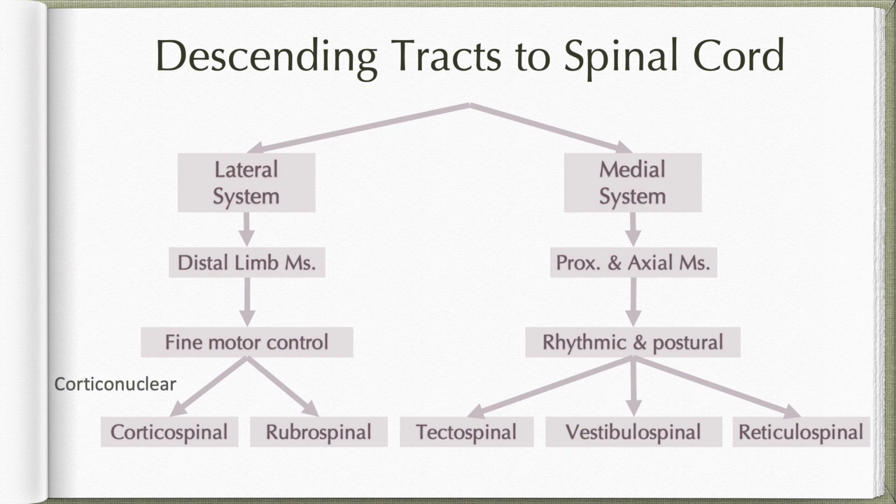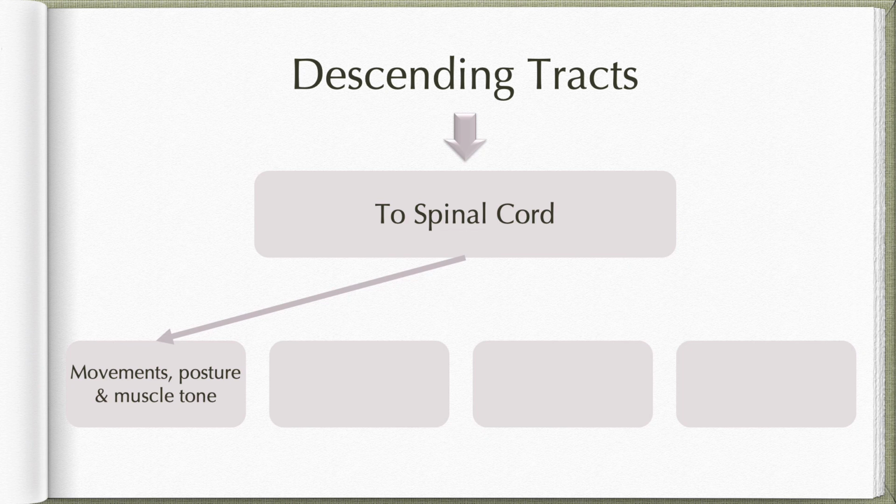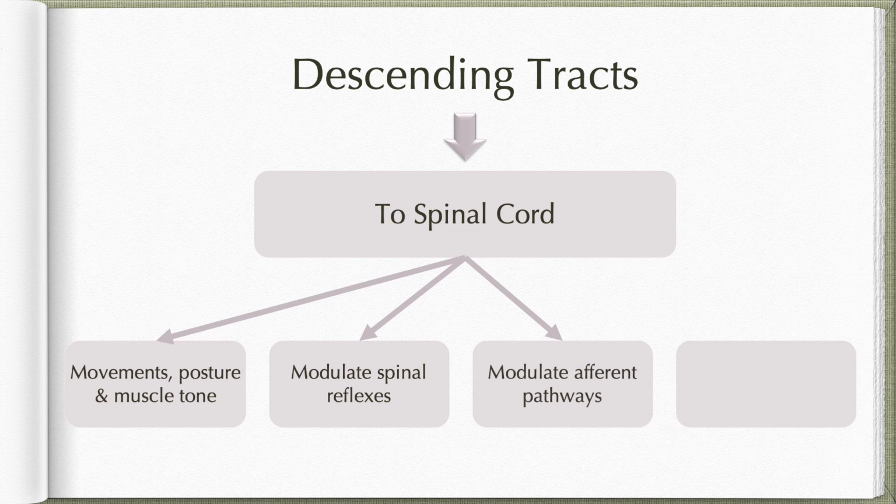The corticonuclear fibers and the corticospinal fibers together are called pyramidal tracts, and the rest of the tracts are called extrapyramidal tracts, although this terminology is no more used now. The descending tracts to the spinal cord either help in controlling movements, posture and muscle tone, or they modulate the spinal reflexes, or they modulate the sensory information transmission in the afferent pathways, or they control the autonomic neurons which are located in the spinal cord.